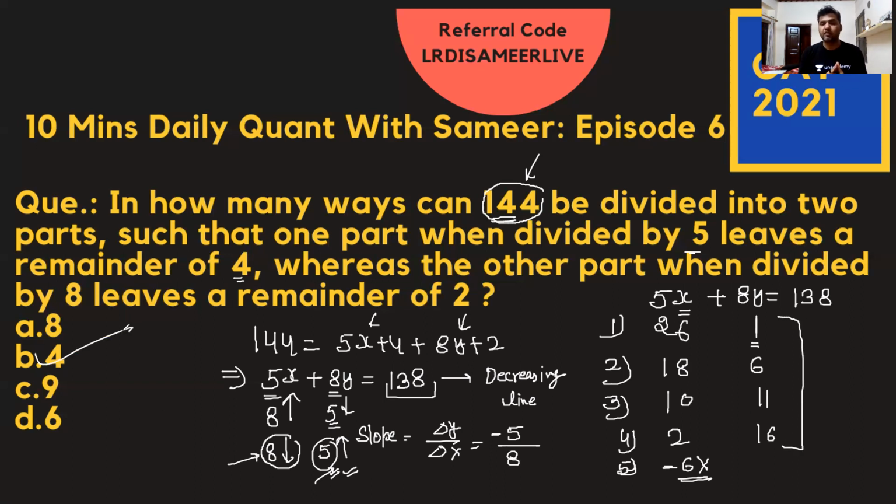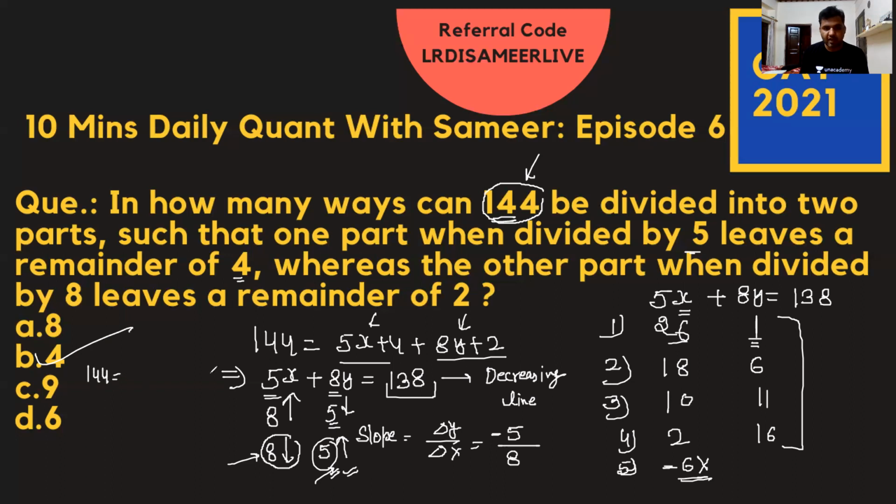of dividing 144 into two such parts, so that one part when divided by 5 gives you a remainder of 4, and another part when divided by 8 gives you a remainder of 2. The answer is option number B. Now, if you want to see that, you can straight away just put the value of x and y here. Let's cross verify it also.